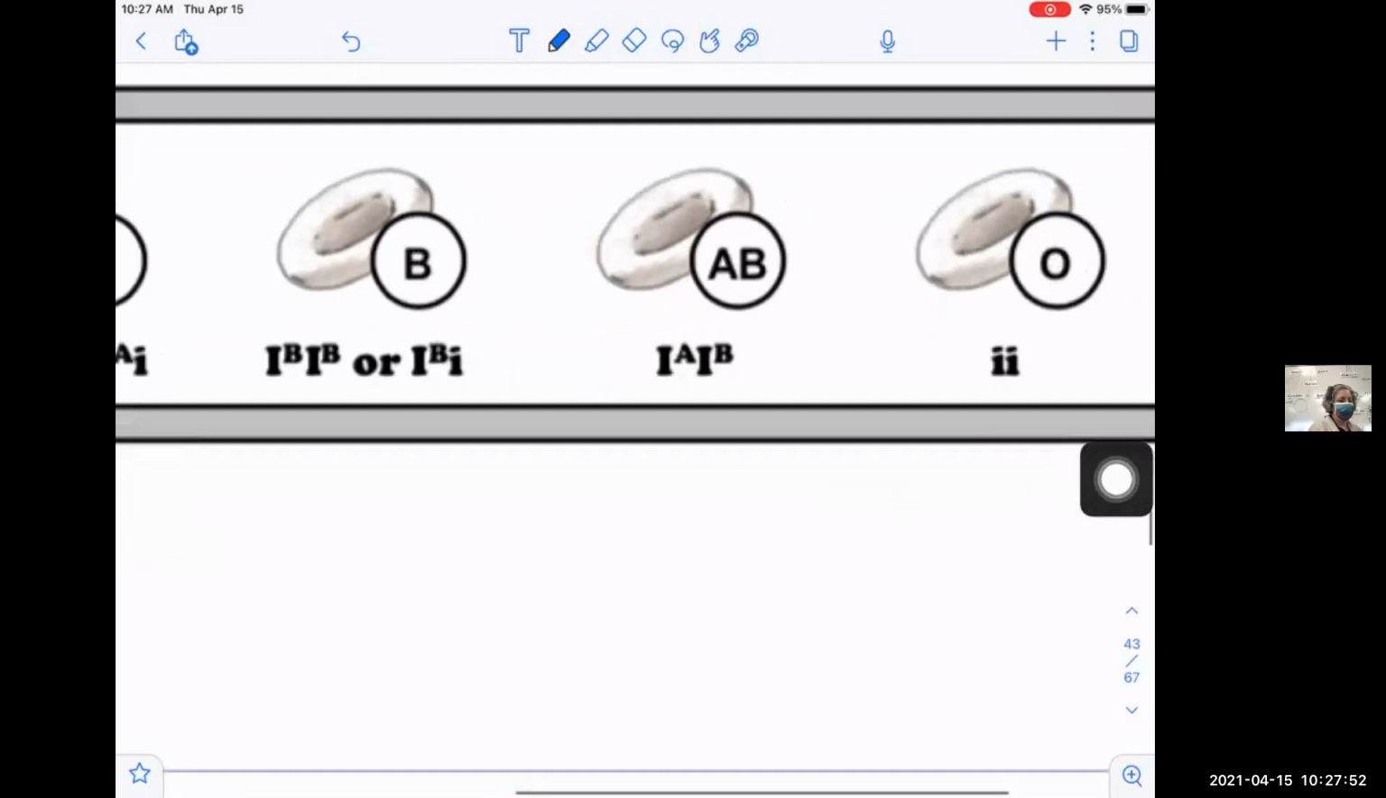Type AB blood has one of each dominant allele, so a dominant A and a dominant B. This is still considered heterozygous, by the way, because you have an A and a B. Those are two different alleles. So this is considered heterozygous because of that. And then type O, this is my genotype right here, I'm type O, has two recessive alleles, little i, little i.